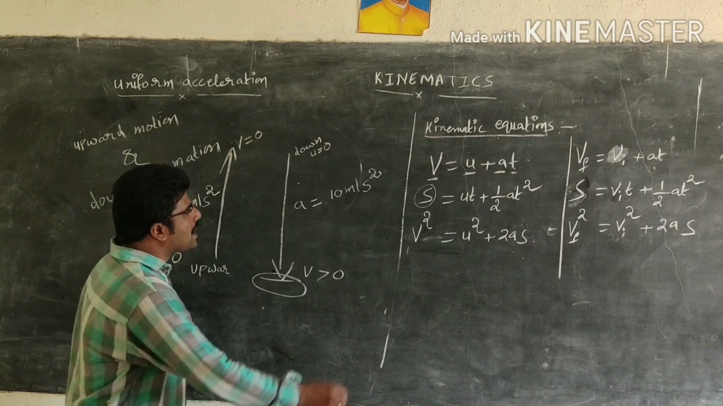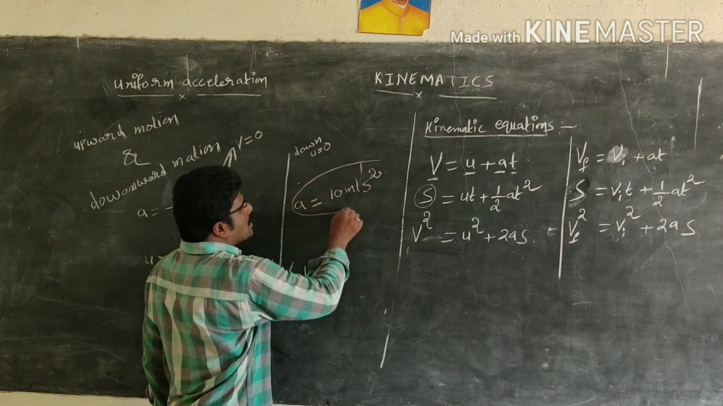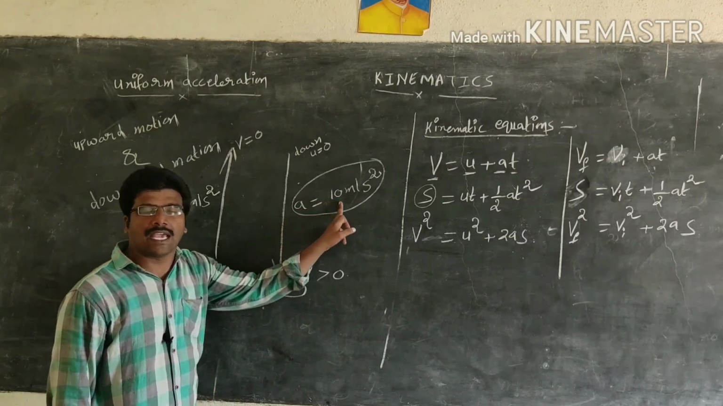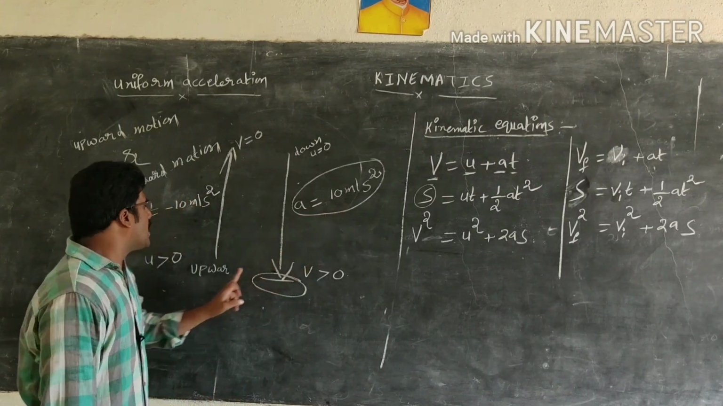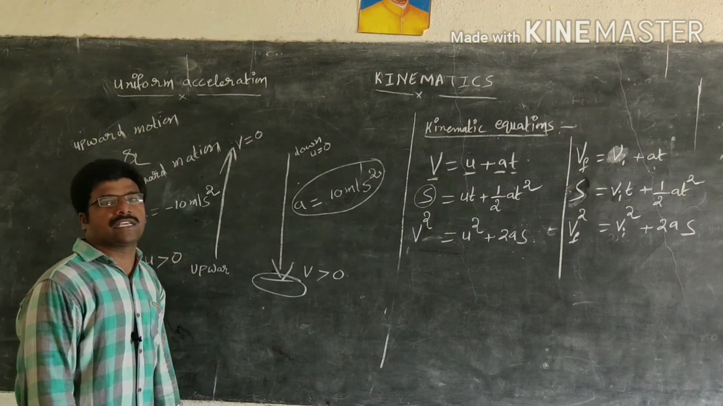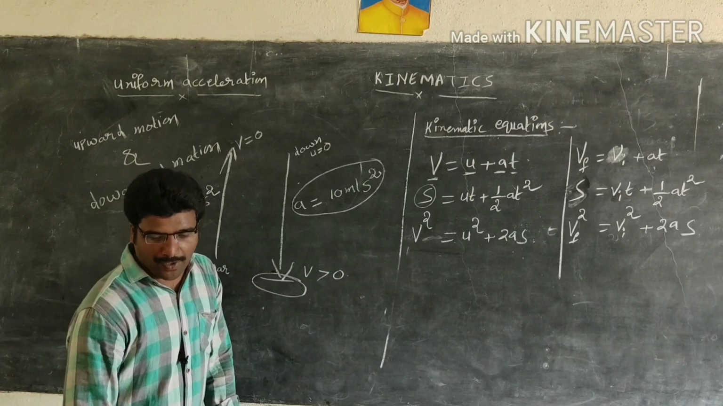Now here we may have some doubt. Why for downward motion do we take a equal to plus 10, and for upward motion why do we take a equal to minus 10? That we are going to clarify.